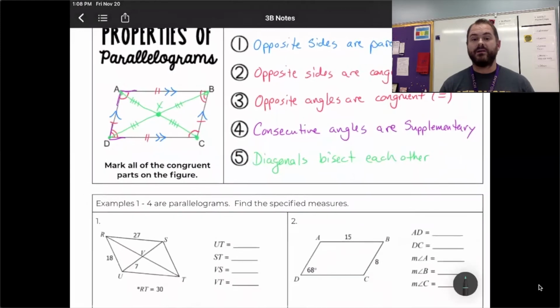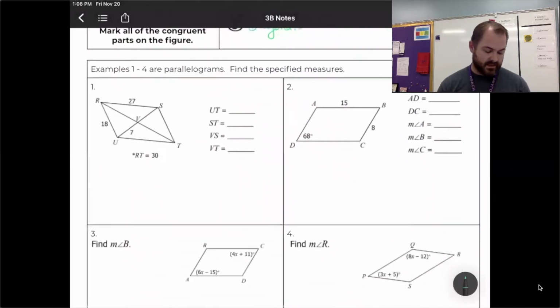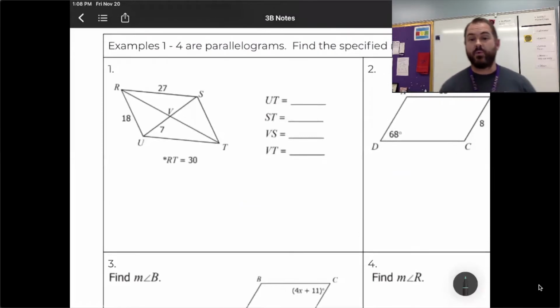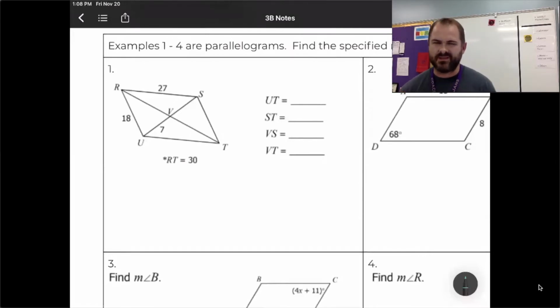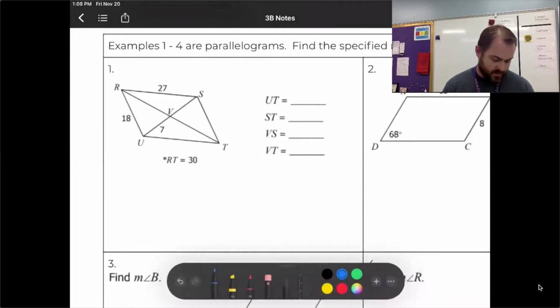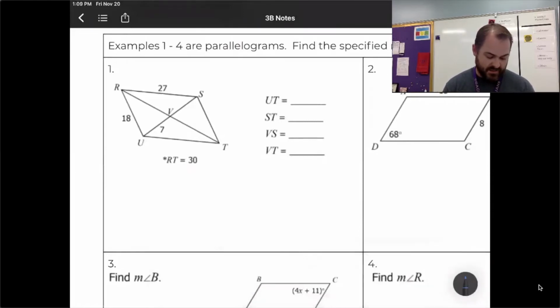So now we're going to go ahead and take a look at applying these characteristics to solve problems. In this first example, we're going to be using several different properties of parallelograms to find these missing measures. Think of it like a puzzle, trying to find all the pieces that they request. Sometimes you just have to find all the pieces. We would maybe look at UT first. UT is that side. Well, that's a side of a parallelogram.